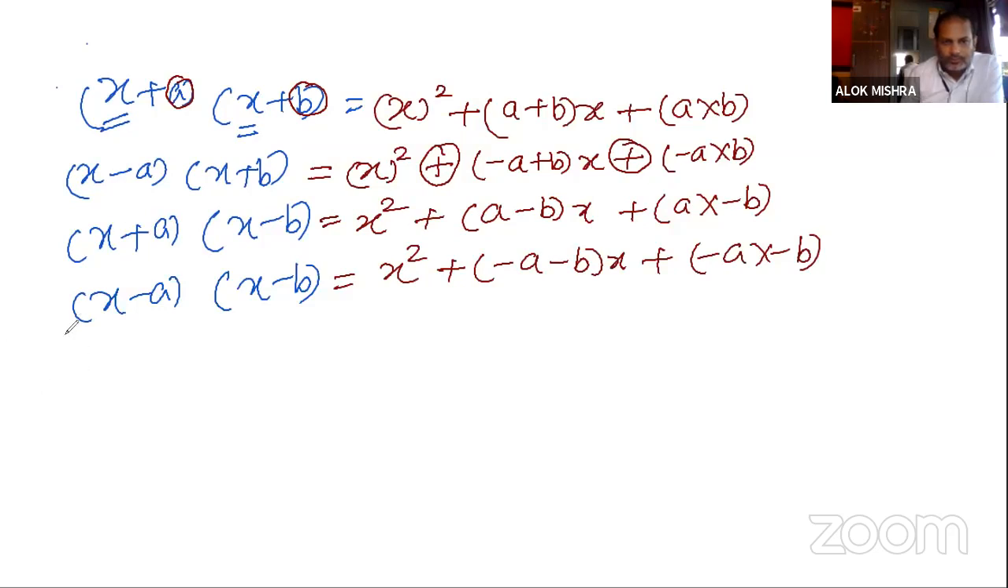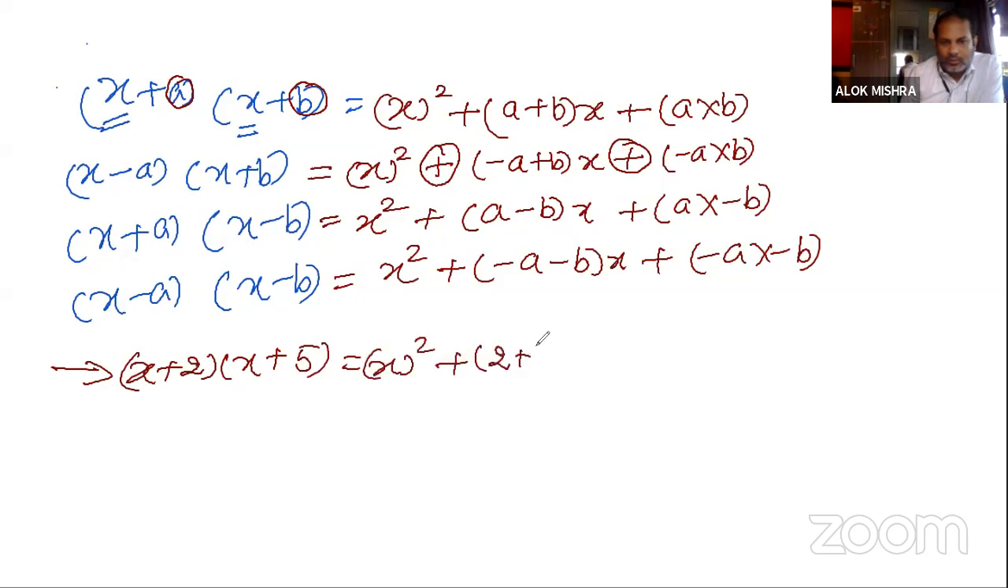So come to the first one. Let me take an example. I write x plus 2 and x plus 5. So what do I write? x squared plus 2 plus 5 x plus 2 into 5. So x squared plus 7x plus 10.